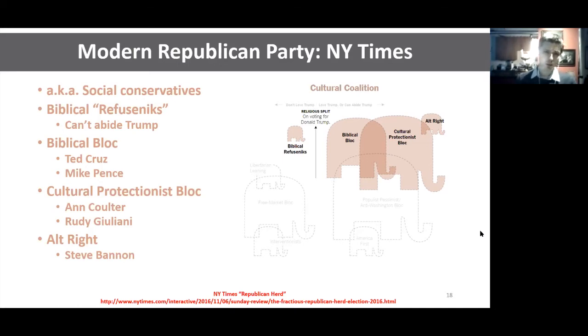Then you have the cultural protectionist bloc. These, you could say, are the more firebrand kind of folks like Ann Coulter and Rudy Giuliani. And then all the way at the far right, you have a relatively small group that has garnered a lot of attention: the alt-right, Steve Bannon being one of the key figureheads in that group.